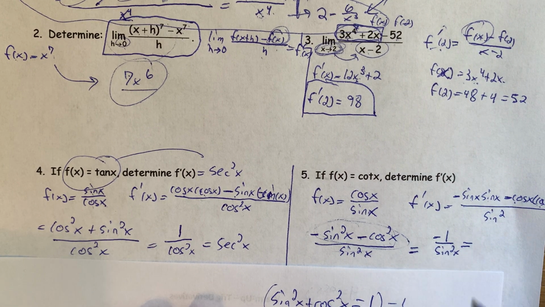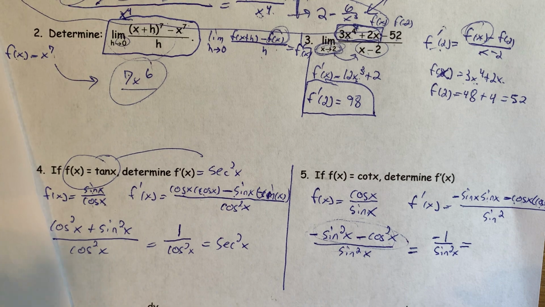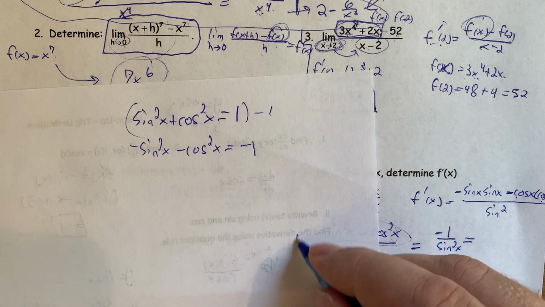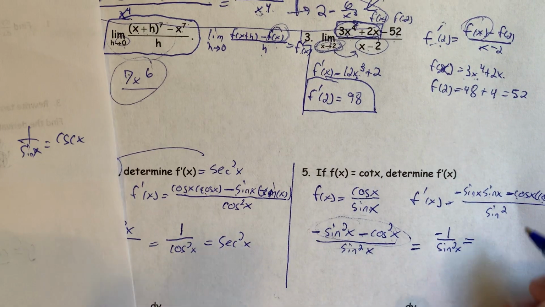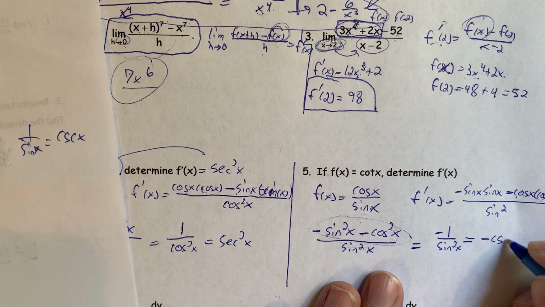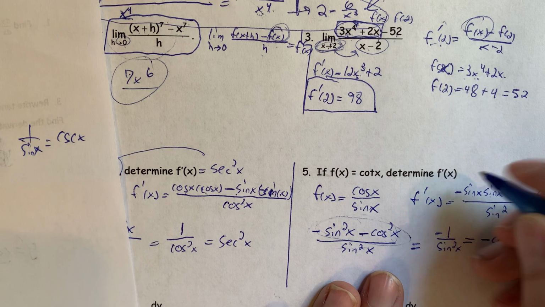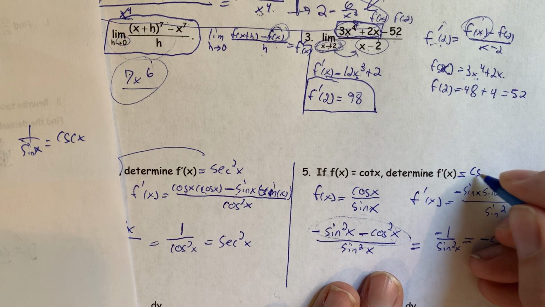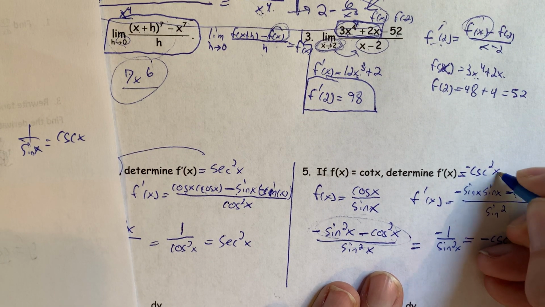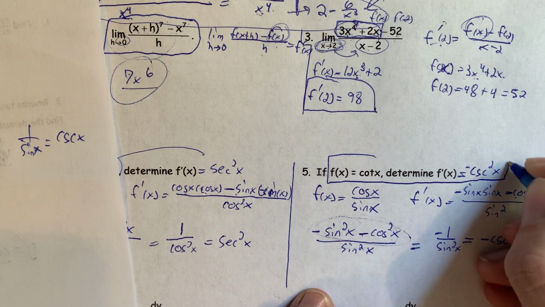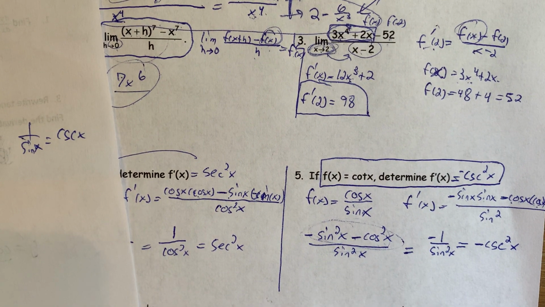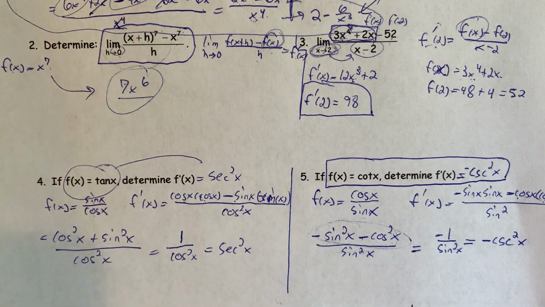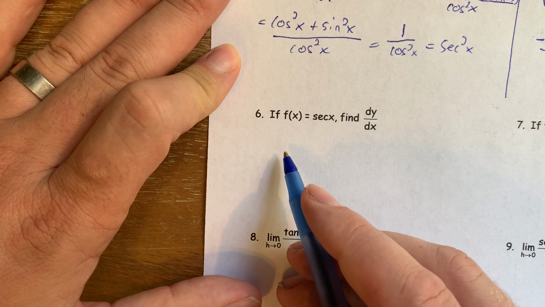And this is another trig identity we're supposed to know. What is 1 over sine of x? Well, 1 over sine of x is equal to cosecant of x. So this is negative cosecant squared of x. And so this is another one we're supposed to memorize. If f of x equals cotangent of x, then f prime of x equals negative cosecant squared of x. Okay, this next one, we're going to find the derivative of secant of x.